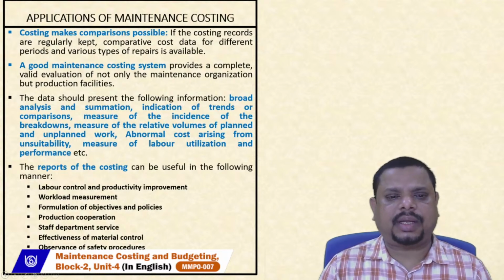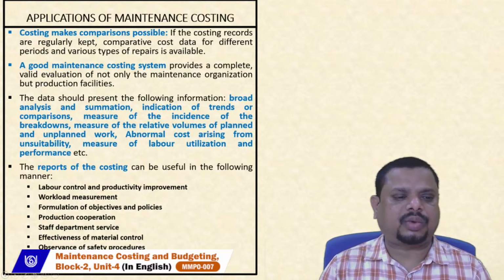The next one is indication of trend or comparisons. The measures of incidence of the breakdowns. The measures of relative volumes of planned and unplanned work. Abnormal costing arising from unsuitabilities. Then measures of labor utilization and performance. And the last one is report of the costing, which basically follows these steps.